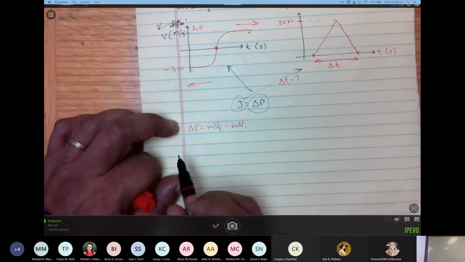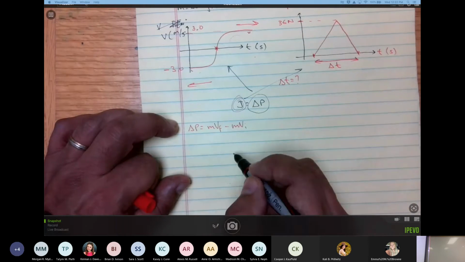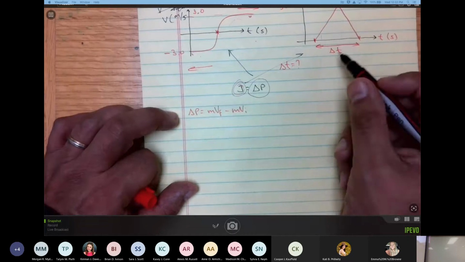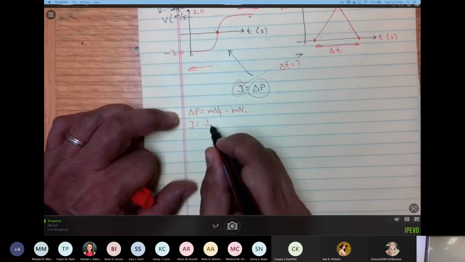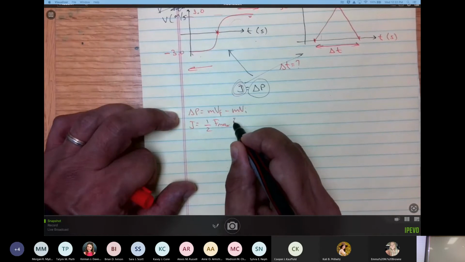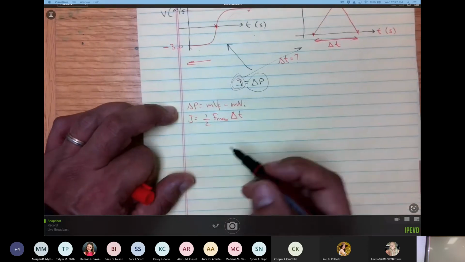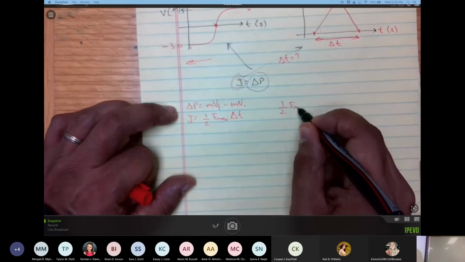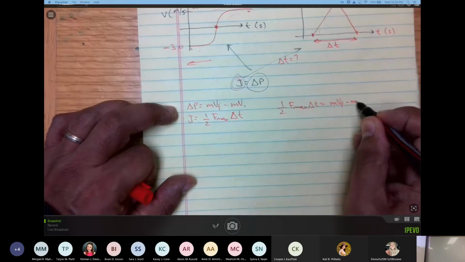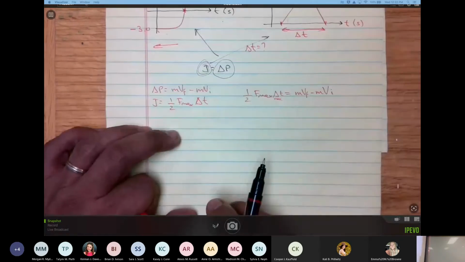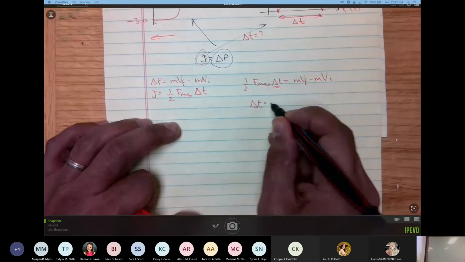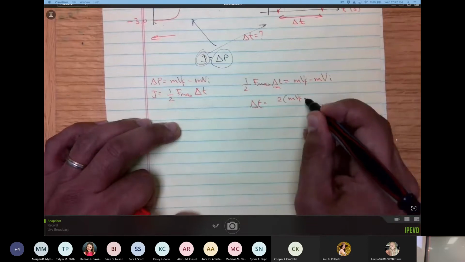For the impulse, the right side of the equation, because we're working with a graph that looks like a triangle, the impulse is going to be 1/2 of the maximum force times delta T. Okay? And we just make them both the same. And we're going to solve for delta T. So delta T will be twice m times the quantity vf minus vi over F max.